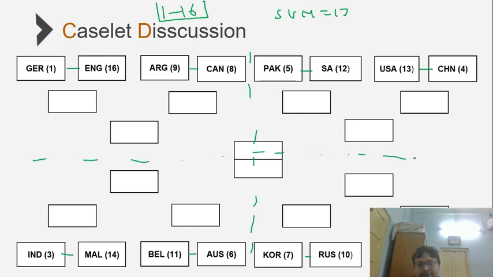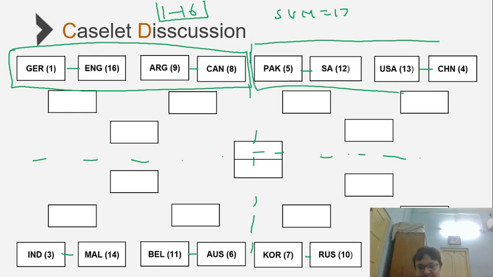Also, if you look at any set of 4 teams, the total is 34. Again, every quadrant of the tournament is balanced. Also, if you look at the top 4 teams, that is first, second, third and fourth, you'll find there are 2 teams in the top half, 2 teams in the bottom half. That too, the sum of the 2 teams in the top half is 1 plus 4, 5. The sum of the 2 teams in the bottom half is 2 plus 3, that is 5.